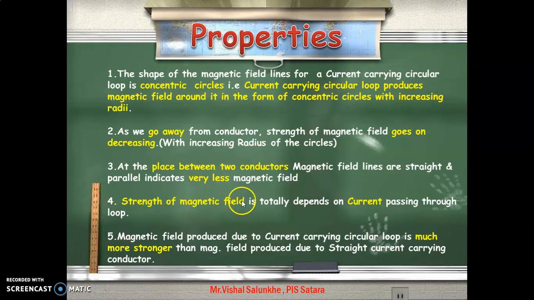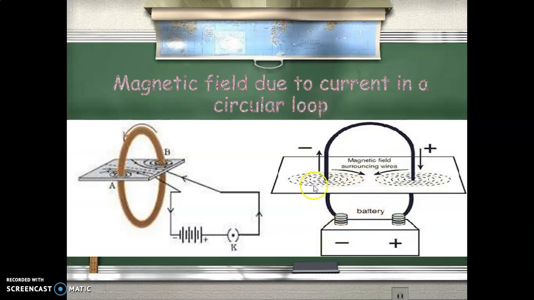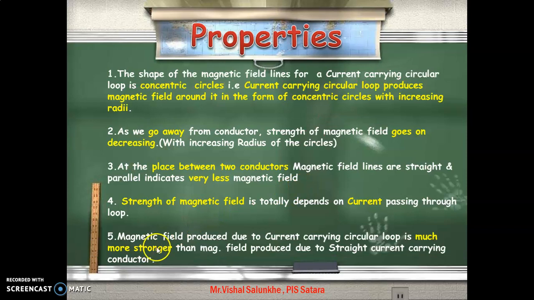Next, the strength of the magnetic field totally depends on the current. As I explained, if you increase the current, the magnetic field will increase. If you decrease the current, the magnetic field will decrease. And the magnetic field produced due to a current carrying circular loop is much stronger than the magnetic field produced due to a current carrying conductor.